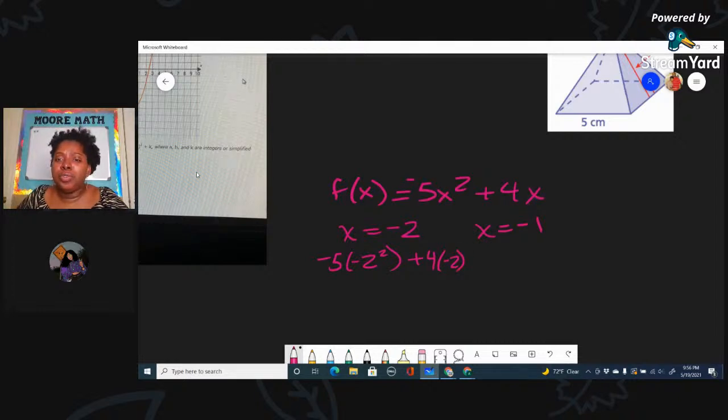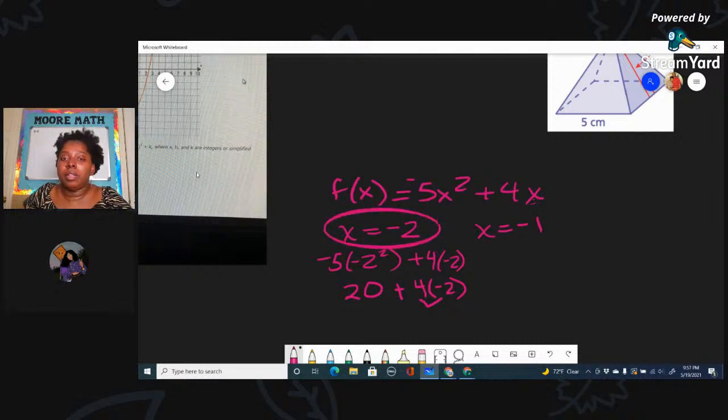Wait. I thought you said plus 4x. The original f of x, yeah. It was 4x right here? Yeah. Okay. Because you said 20, right? Yeah. And then you said 4 plus. Oh, so I should have put x next to the 4. No. You should have multiplied that 4 and negative 2. Oh, okay. That 4 and negative 2. Because you said x is negative 2, right? So you have to plug in negative 2 here and also here.